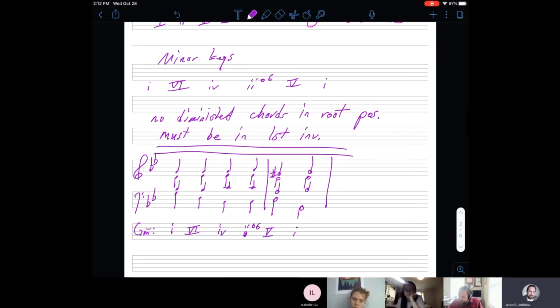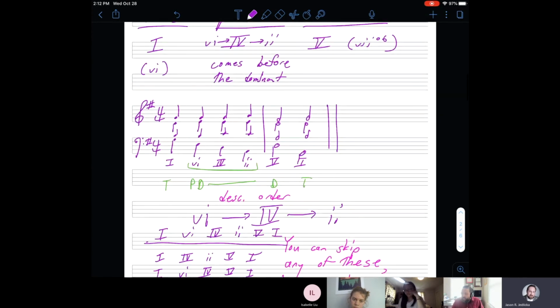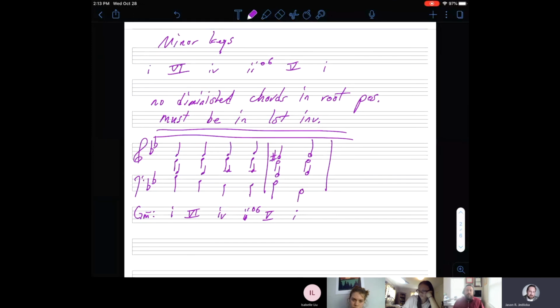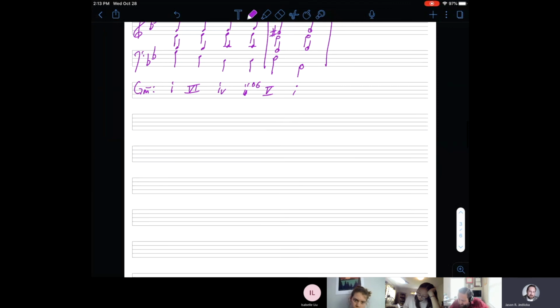And if you go back to the major key here, you can totally have 2 6 if you want. So instead of an A minor chord in root position, you can have it in first inversion. So in a major key, the 2 chord can be in first inversion. In a minor key, the 2 chord must be in first inversion. All right, good so far? All right, cool.